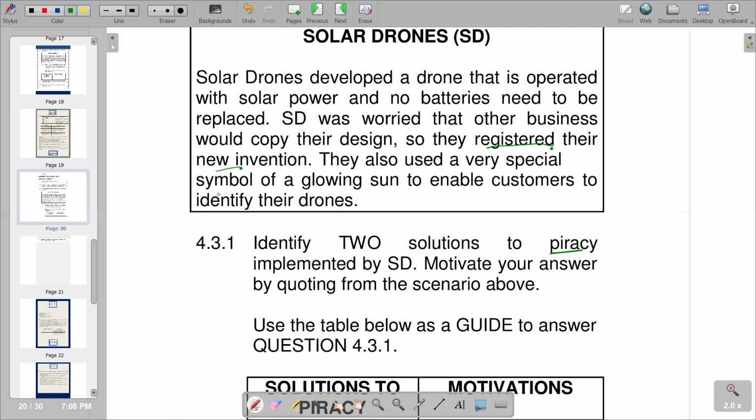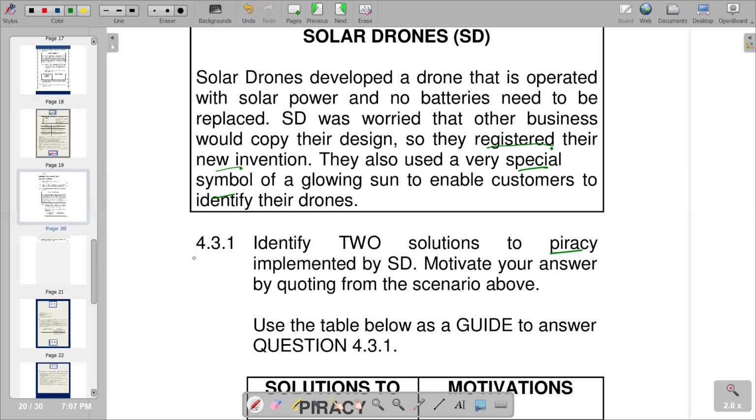special symbol. So this special symbol indicates that this is a trademark. They also use a very special symbol of a glowing sun to enable customers to identify their drone. So on the part of special symbol, that's where we are identifying that they use a trademark as a way to solve piracy. And we know that explanation of trademark is that it is a recognizable sign or symbol that shows ownership of a particular product or service, and also it legally differentiates it from others. So this is exactly as we are seeing there.